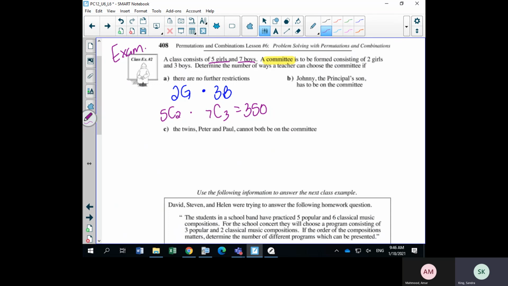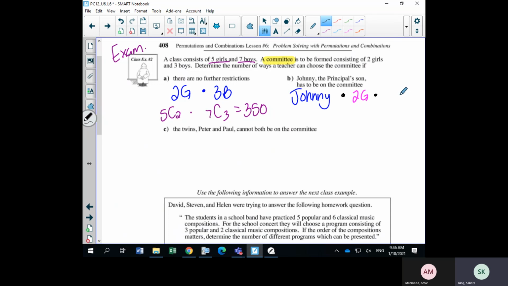Okay, Johnny, the principal's son, must be on the committee. Okay, so it's a 5-person committee. So Johnny must be on the committee. How many girls did they say are on the committee? 2 girls. So Johnny and 2 girls, and it's a 5-person committee.